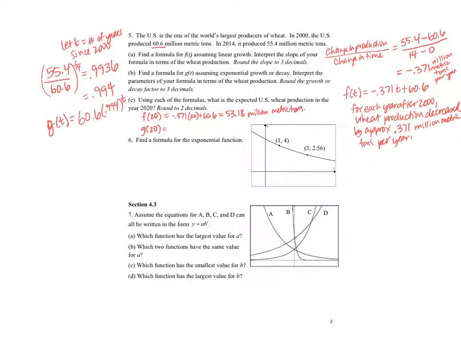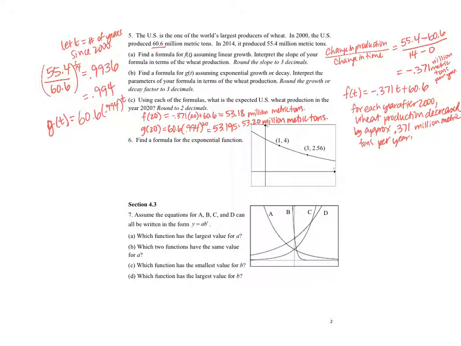Okay, and for g of 20, I'm going to do 60.6 times 0.994 to the 20th. And when I do that, I get 53.195. Oh, so I round to 53.20 million metric tons.